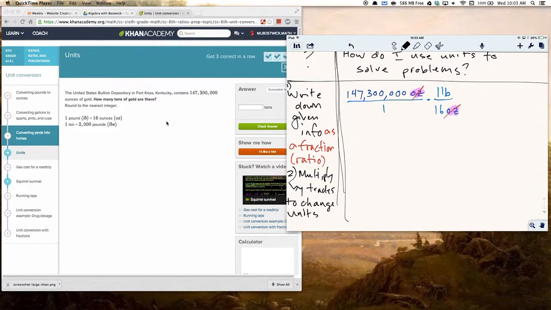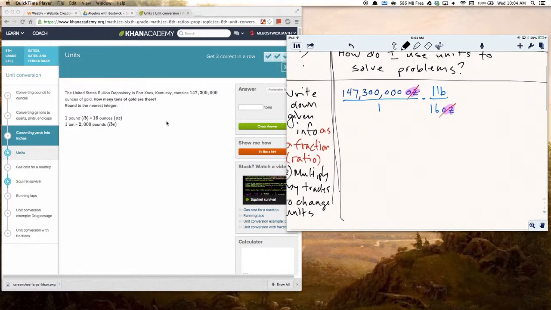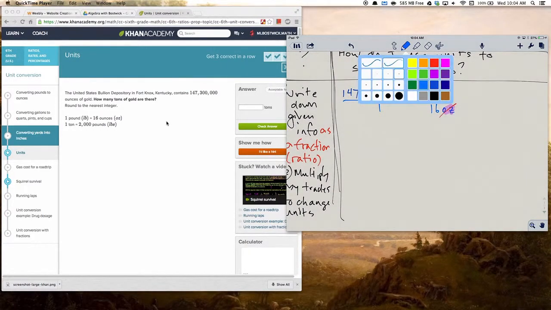And that's what this is right here. This is a trade of 1 pound for 16 ounces so that I can change the units, because at this point in my problem I've eliminated ounces and my answer is going to be in pounds. But again, I don't want pounds. It asked me for an answer in tons. And so I'm going to make another trade. This is my second trade.